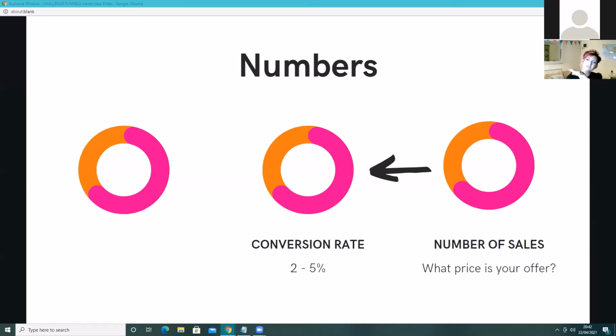Now, conversion rates on challenges can differ from challenge to challenge. It depends on a lot of things, like what is your offer? How compelling is it to your target audience? But that being said, for a first challenge, a good benchmark is between 2 and 5% conversions. Until you run your first challenge, you will not know what your numbers are going to be. But you don't want to run it, get a 2% conversion rate and go, oh, well, that was rubbish. Between 2 and 5% is a typical conversion rate of a challenge.